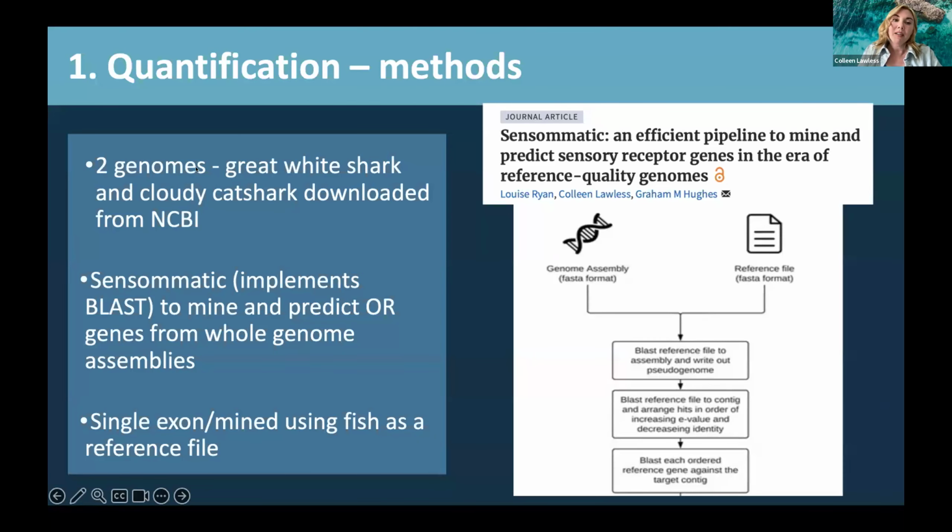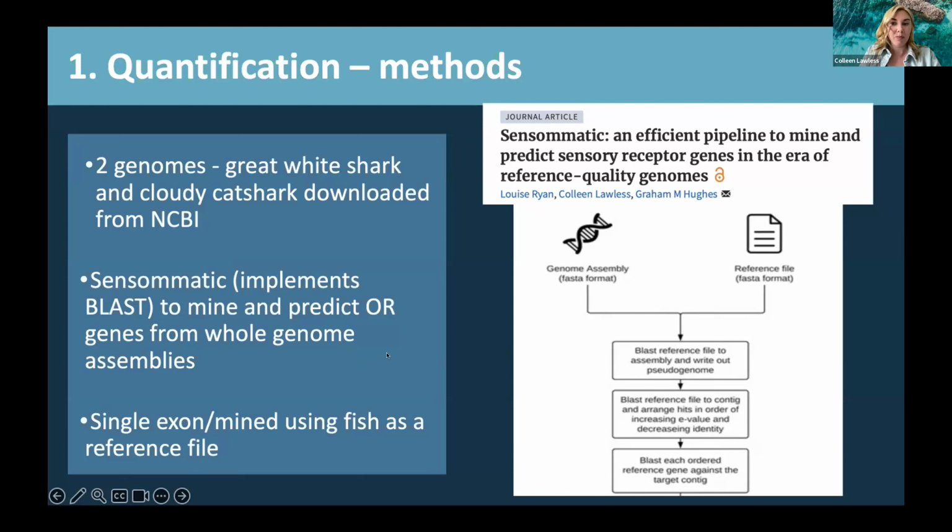So to mine them, at the start of my PhD, I had the great white shark and the cloudy cat shark. So I downloaded them from NCBI. And in our lab, we use a pipeline called Sensomatic to mine these sensory receptor genes. And once you have a genome assembly, in order to use Sensomatic, you need a reference file. So I used annotated fish olfactory receptors that were publicly available.